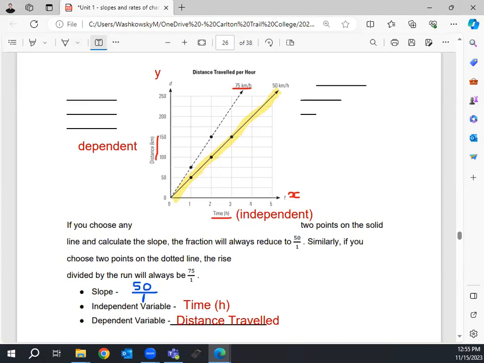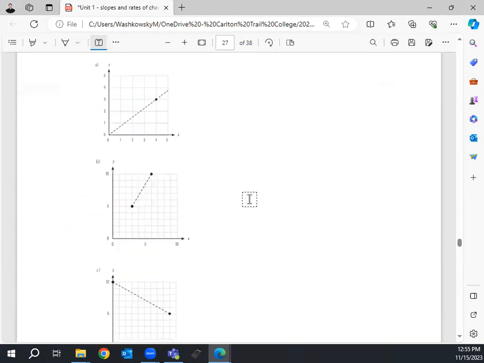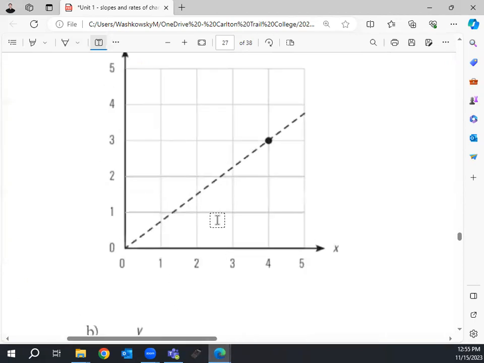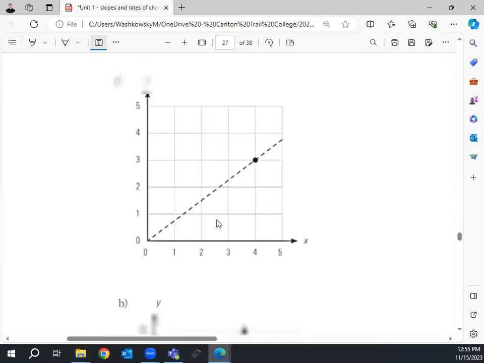So let's take a step back here. Let's review some of the basic stuff. So I'm just going to go to this next page here. And are these lines showing up for you guys? Yeah. Okay, good.